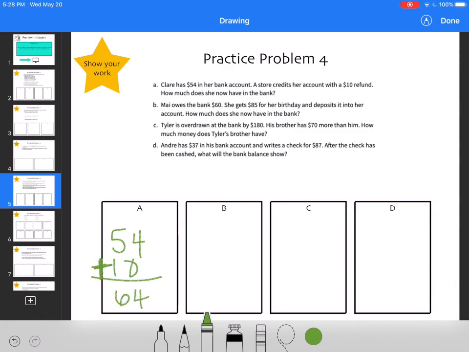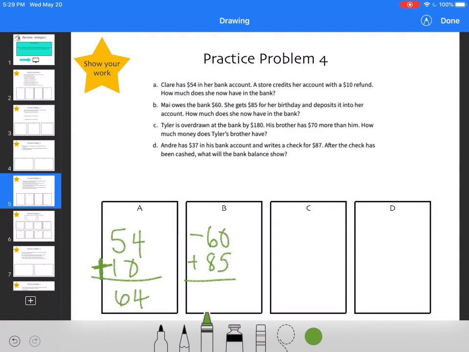That's a plus sign. All right, my owes the bank $60. So if I owe it, it's negative. She gets $85 for her birthday and deposits it into her account. So she gets a positive 85. How much does she have now in her bank?